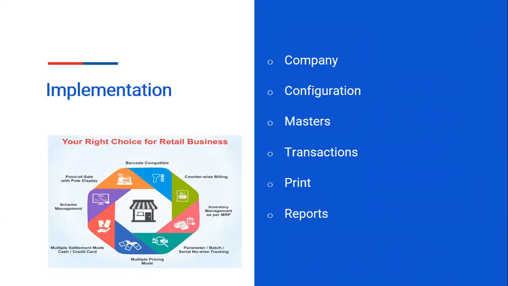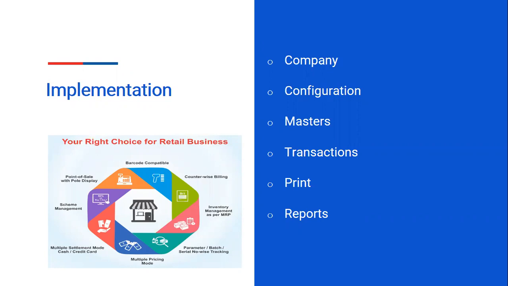So in the next slide of the PPT, we will see what implementation steps we have to do from our end. The first thing we have to do is company creation. At company creation time, you can specify your company name, alias name, print name, address, phone number, mobile, email ID, GST number, type of dealership, regular or composition, etc. Then you can create the company. After creation of the company, you can start the configuration steps.